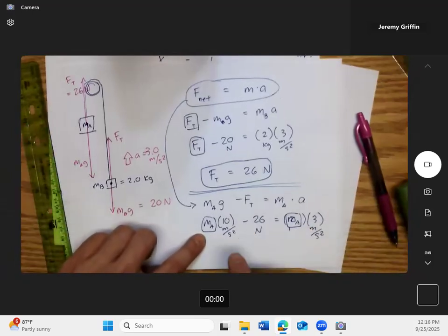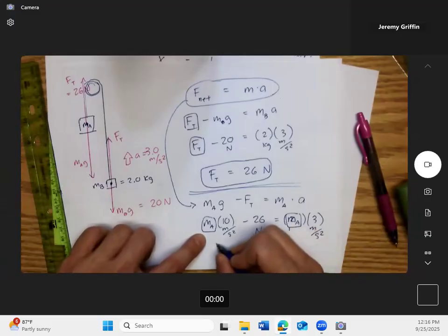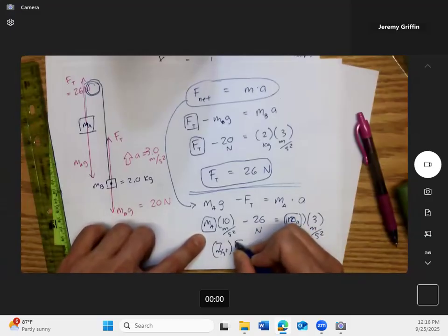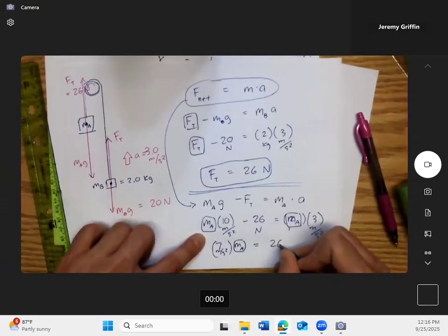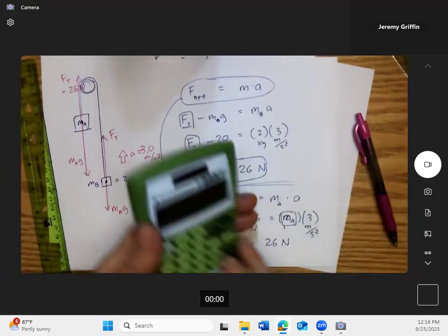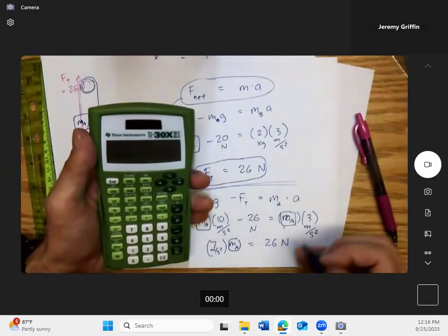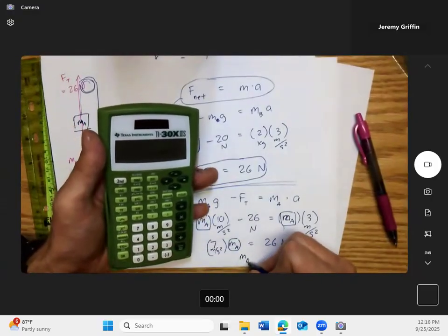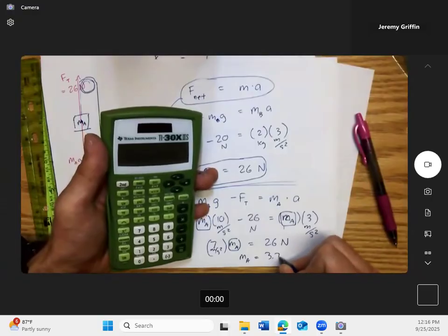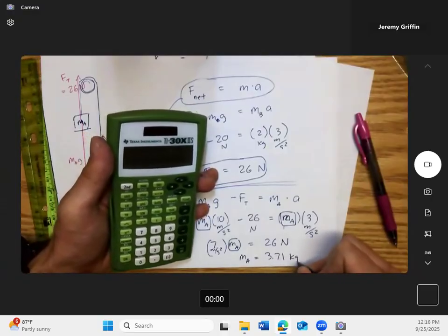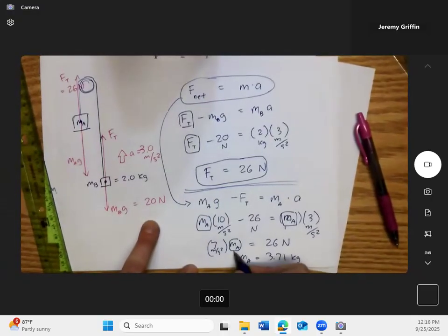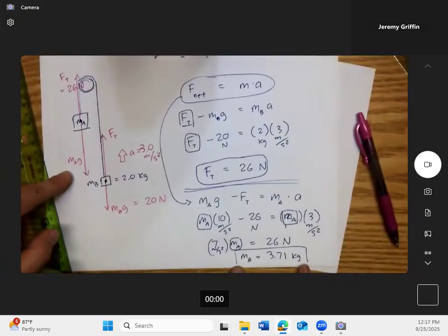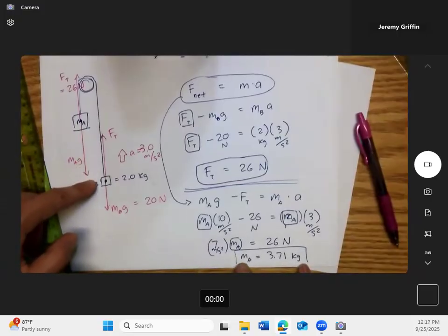So add this, subtract that. Guys, what's 10 minus 3? 7 times mass A results in 26 newtons. Okay, divide both sides by 7. So mass A equals 3.71 kilograms. Yeah, it is the heavier block. It always had to be the heavier one, and in fact it is because it's more than the 2 kilograms.